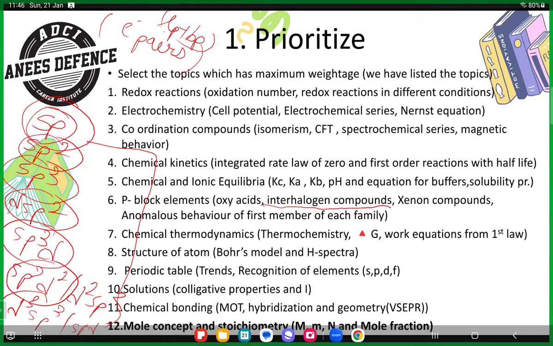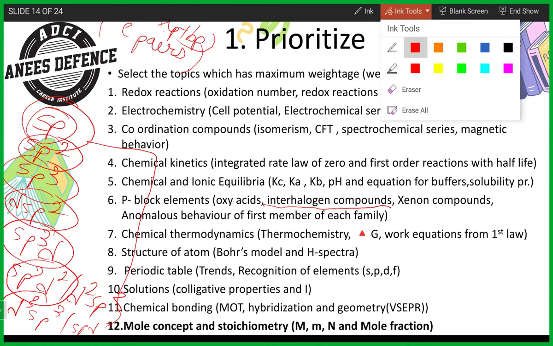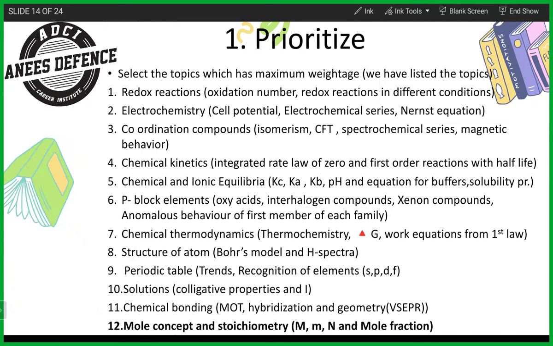Now let us go to the most important topic of physical chemistry, that is the mole concept and stoichiometry. As we see, this particular point is highlighted. Why is this point highlighted? Because this topic has its application in more than 7 topics. Believe me or not, 7 topics are covered in this particular concept.